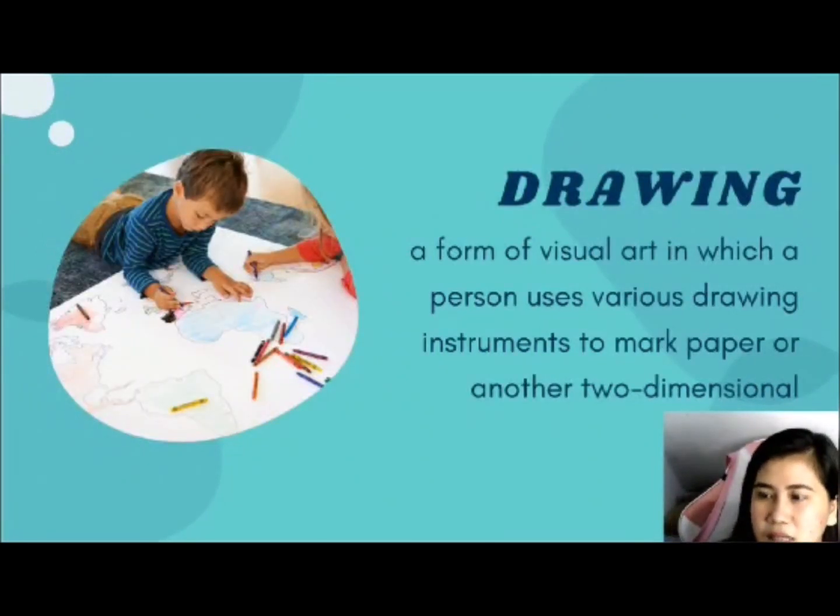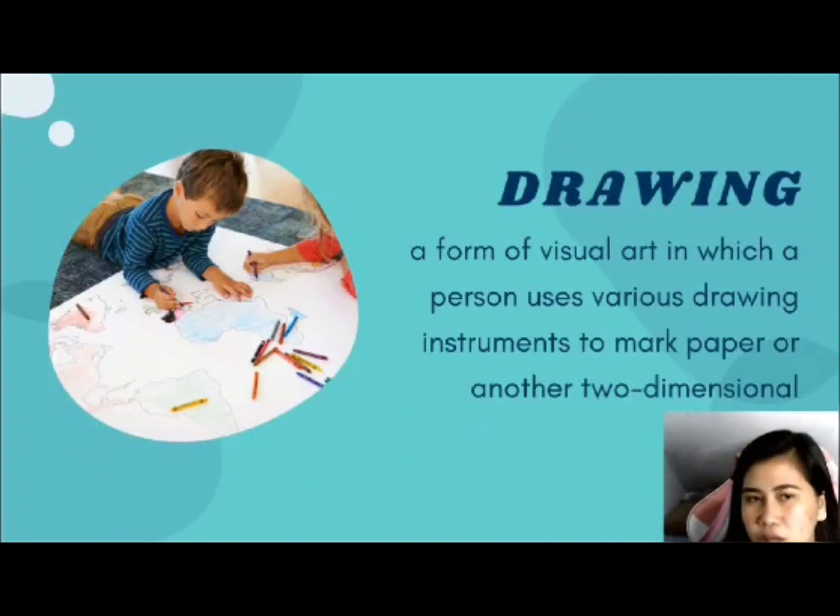Okay. Next is drawing. Drawing is a form of visual art in which a person uses various drawing instruments to mark paper or another two-dimensional medium. The instruments used for drawing are graphite pencils, pen and ink, colored pencils, crayons, charcoal, pastel, chalk, or various kinds of erasers or markers. Nowadays, we have digital drawing wherein you draw using a computer. For digital drawing, the instruments you use are a stylus for the tablet and also the mouse of the computer. That is for digital drawing.